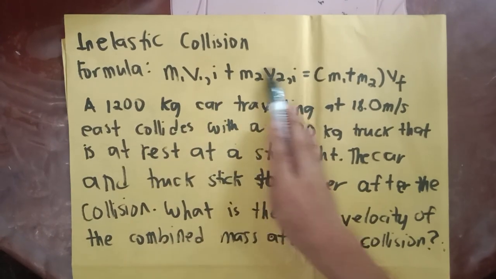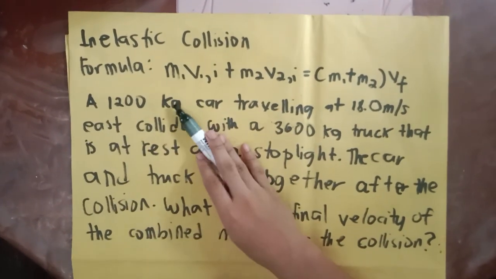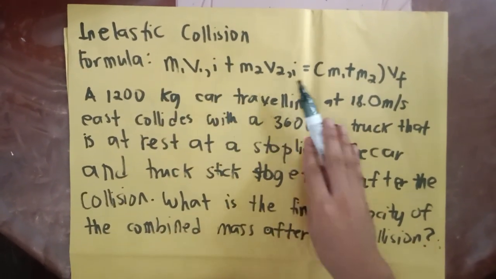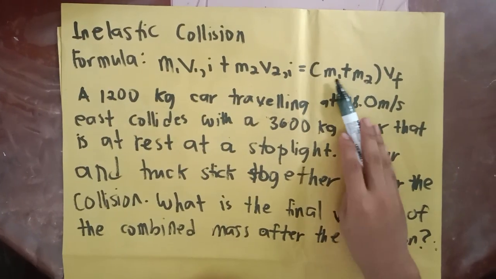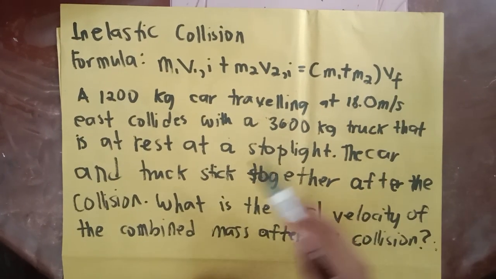Let's talk about inelastic collision. In this case, inelastic collision happens when two objects collide and stick together after the impact. Momentum is still conserved, but some kinetic energy is lost as heat and sound. Just like two cars crash and they move together after the collision. It's the formula of inelastic collision. So the formula is M1 V1I plus M2 V2I is equal to M1 plus M2 times VF.